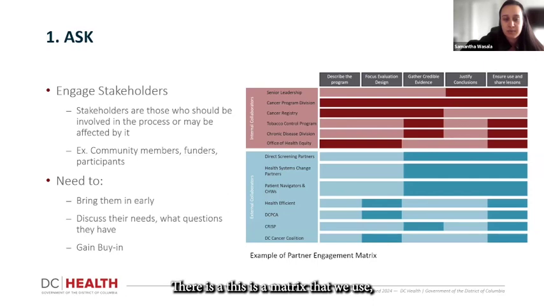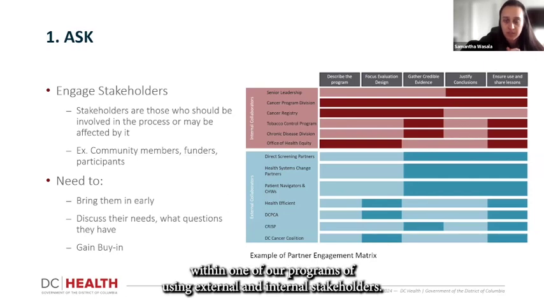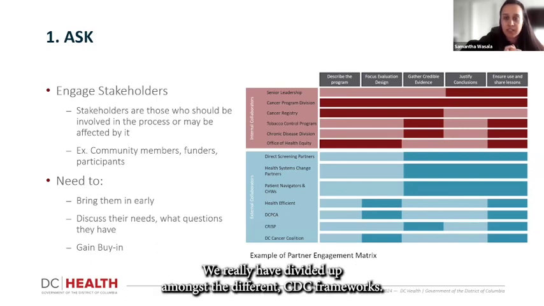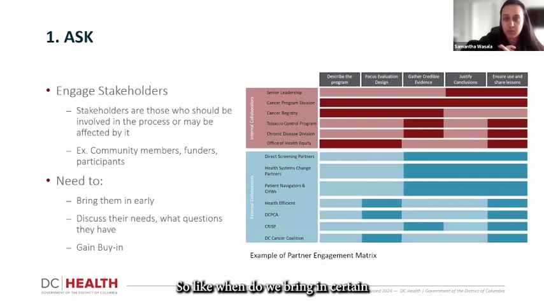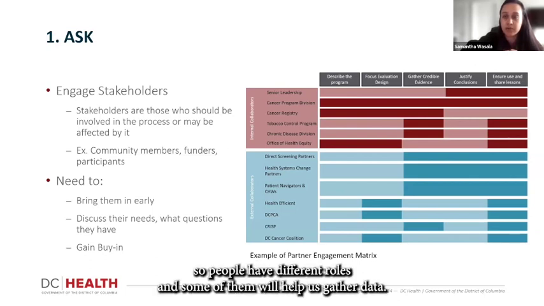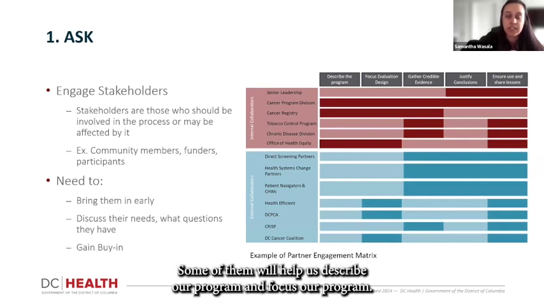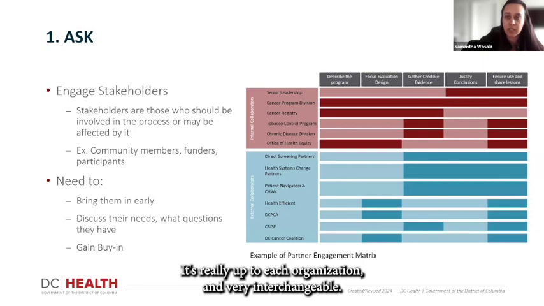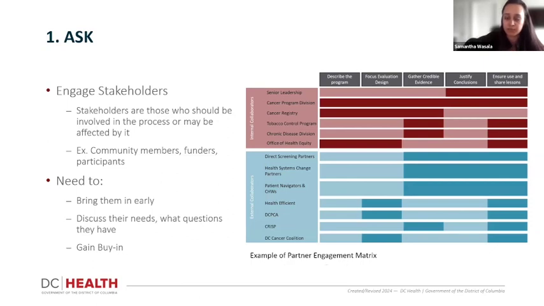This is a matrix that we use within one of our programs of using external and internal stakeholders. We really have divided it amongst the different CDC frameworks. So like when do we bring in certain stakeholders to our evaluation and conversation? So as you'll see, certain people have different roles and some of them will help us gather data. Some of them will help us describe our program and focus our program. And it's really flexible. It's really up to each organization and very interchangeable.